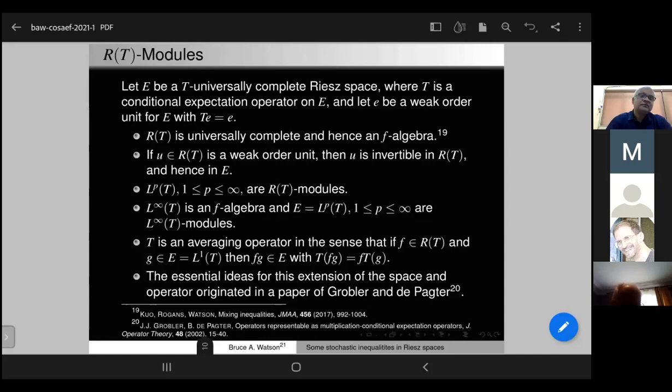And now with all of this structure behind us, we can have a nice version of averaging. The conditional expectation operator is an averaging operator in the sense that if we take any F in the range of T and any G in our original L1 space, then F times G, with f-algebra multiplication, is again in E, and T of F times G is F times T of G. Again, quite a few of these ideas can be found in the paper of Kuo, Labuschagne and Watson, and de Pagter, cited earlier.